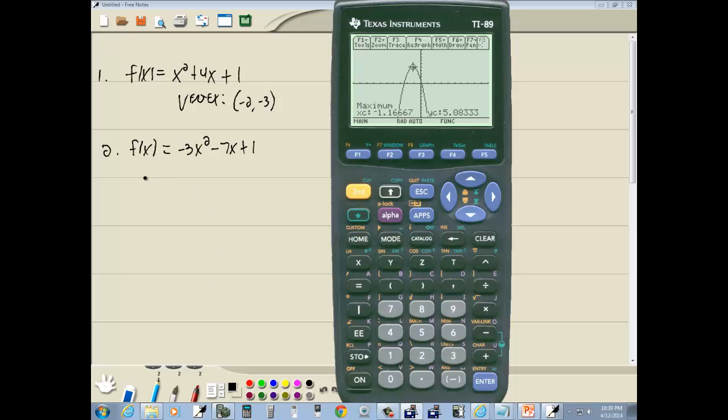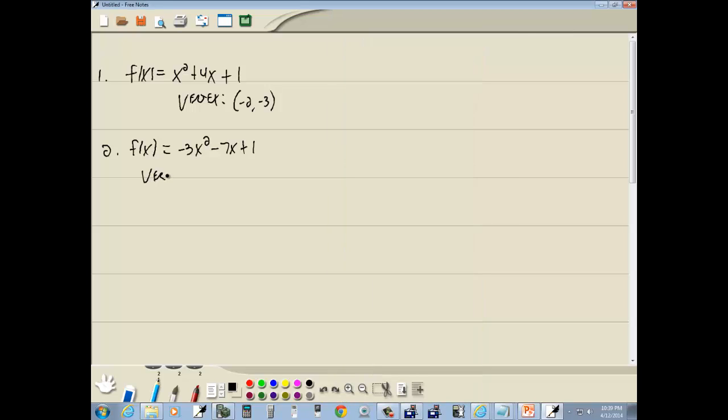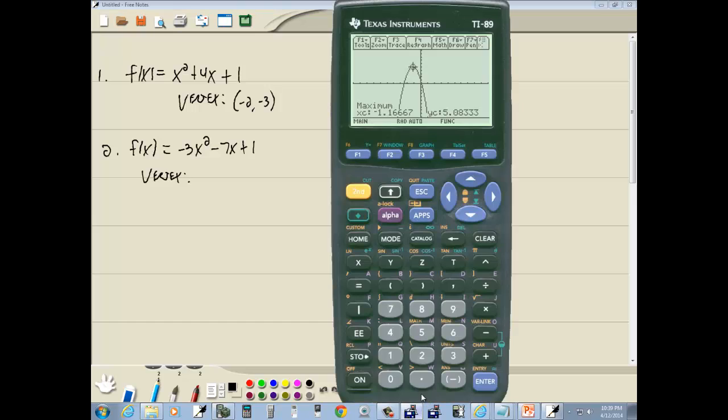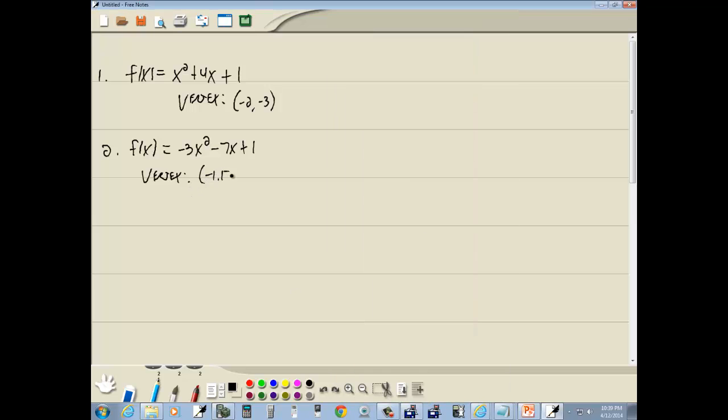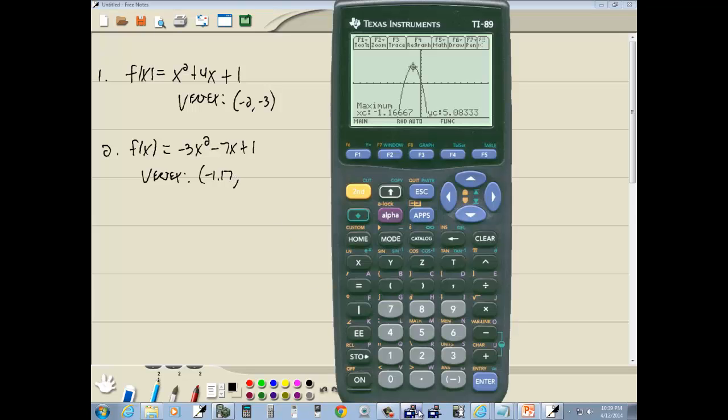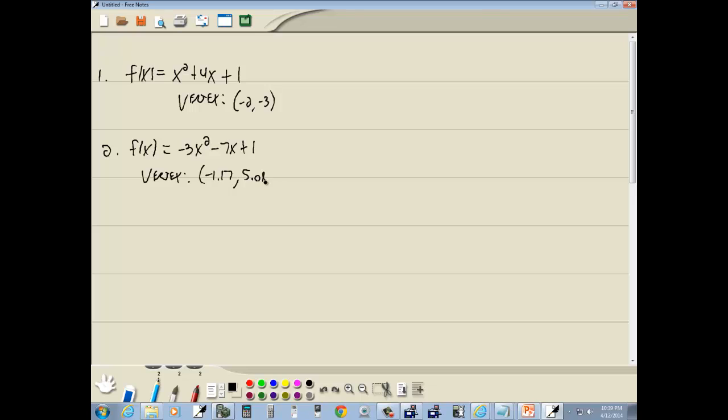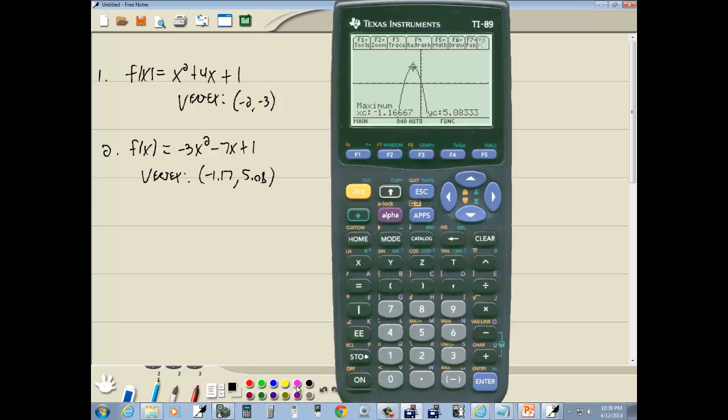And this tells me my vertex, and I'll round it to 2 decimal places, is -1.17 and 5.08. Okay, now that's an approximation. Maybe we want an exact value. Well, notice where this is stored. This is xc and this is yc.